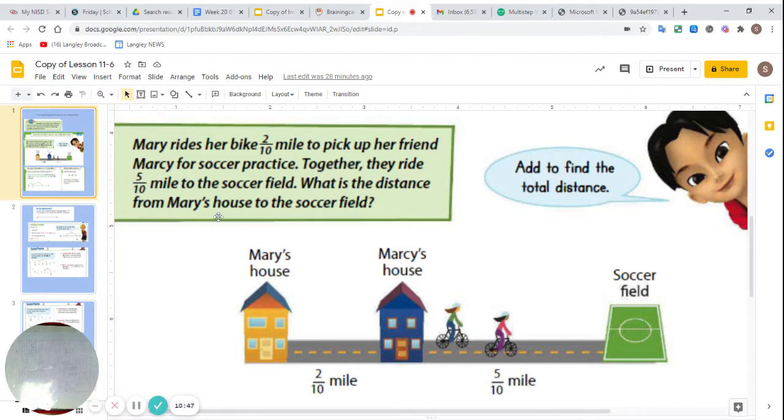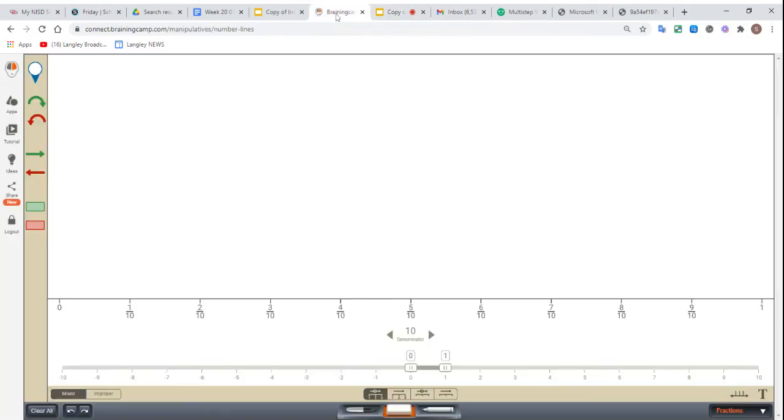They want to know, what is the distance from Mary's house to the soccer field? Okay, so from Mary's house to the soccer field. We know how far it is to go from Marcy's house to the soccer field, but we need to figure out from Mary's. Okay, so, and then this little boy is giving us a hint right here, add to find the total distance. Okay, so let's use Braining Camp to do that.